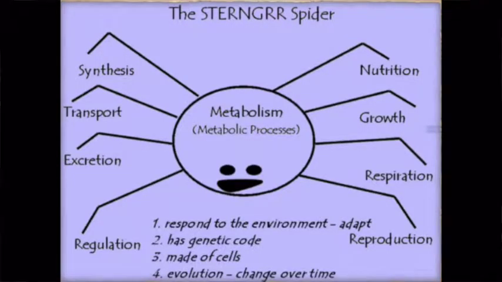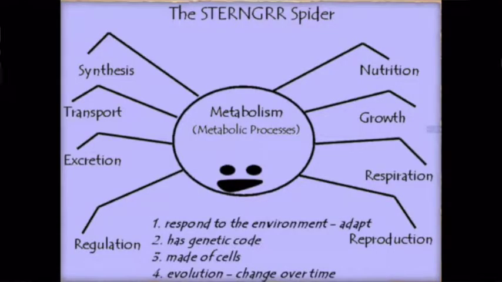Now, the other 4 criteria to be alive are you have to be able to respond to your environment, stimulus, react, move around. You have to have a genetic code, which is your DNA. Everything we know of that's alive has DNA. You have to be made of cells. Can't be made of iron or plastic or silica. As far as we know, everything is what's called carbon-based and organic. And everything that we know that is carbon-based is made of cells.